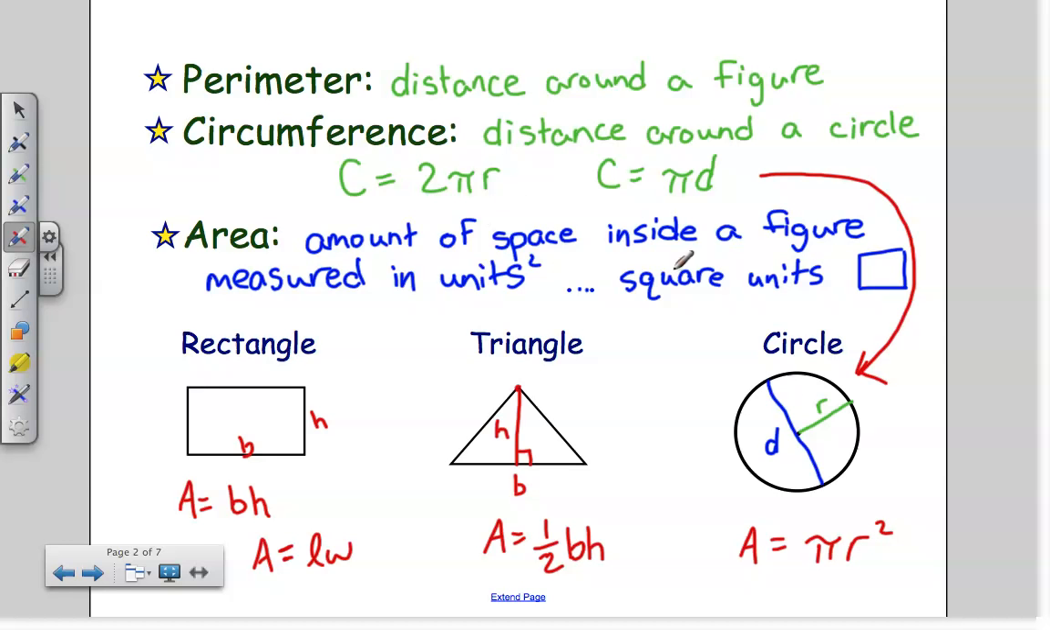The way that you can tell the difference or know which one's area and which one's circumference for circles, remember that area is measured in units squared, right? So the fact that you're doing radius squared in the area formula makes sense that we're talking about area there.